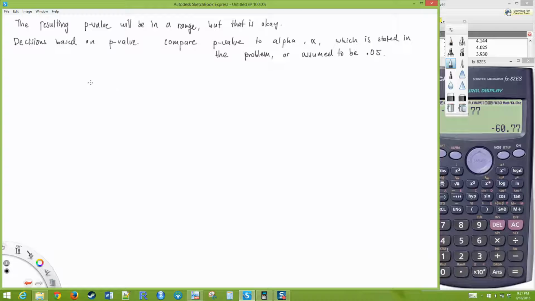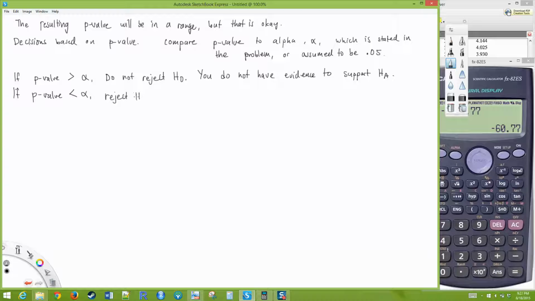All right, and so this part should be a review. If the p-value is greater than alpha, what do we do? We do not reject. Do not reject what? The null hypothesis. Do not reject the null hypothesis, and that means you do not have evidence to support the alternative. Same reasoning as before. If the p-value is less than alpha, then we reject the null hypothesis and we say you have evidence to support the alternative. So this should be familiar.